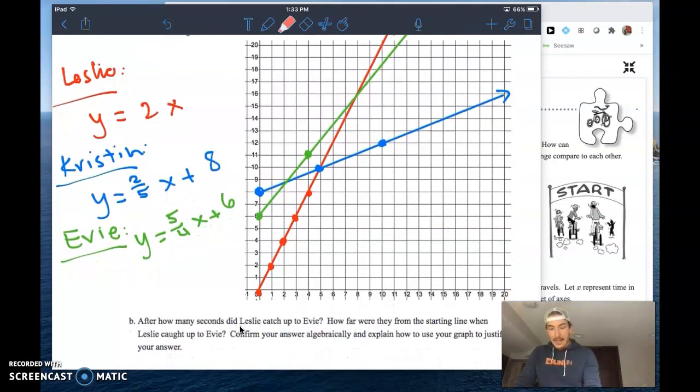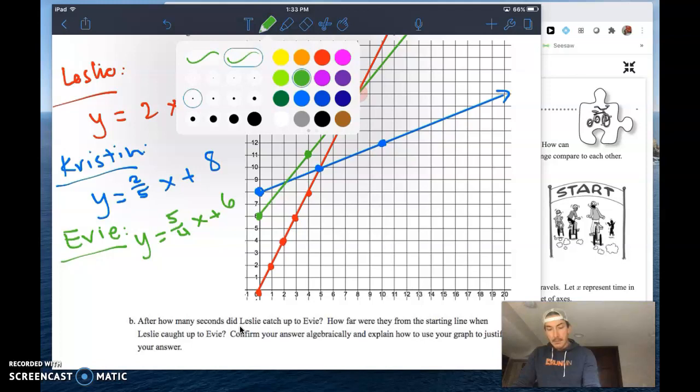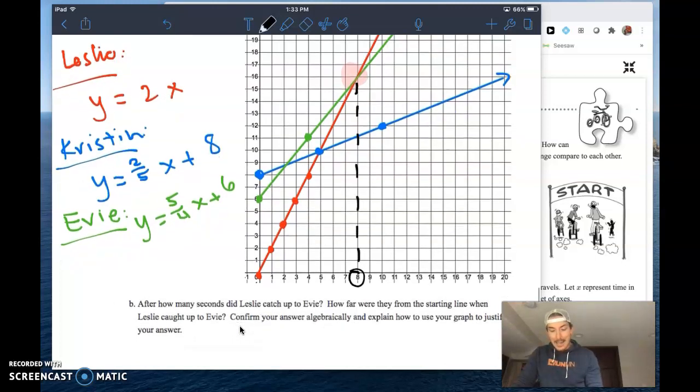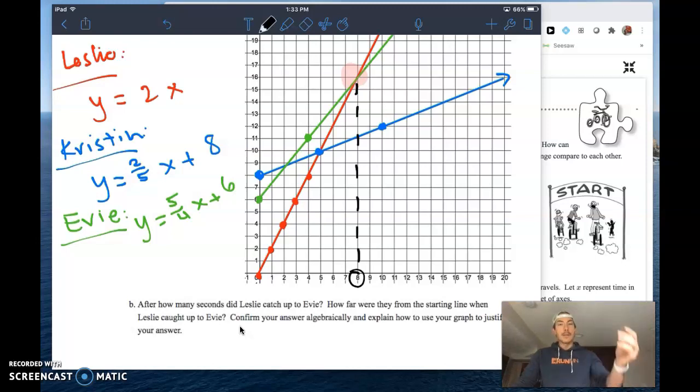Well, that's the exact thing I just had highlighted. All right, and what I can do is I can grab a different color. Let's grab black, and I can investigate how long it took her. And sure enough, I can say that that happened after 8 seconds, just because I dropped down to that time axis, and I can find that intersection point. And then it says how far were they from the starting line after Leslie caught up to Evie.